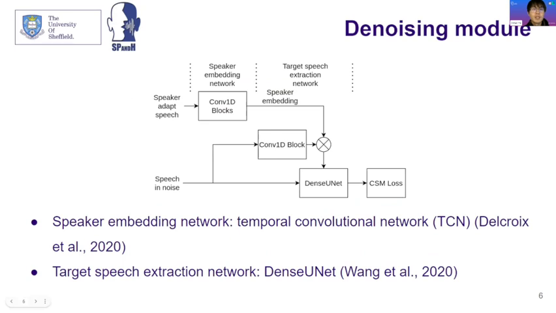Here is the simple structure of the noise suppression neural network. In order to extract the target speech, a speaker embedding network consisting of a bunch of conformer blocks is used to extract the target speaker embedding from the speaker adaptation speech. The speaker embedding is then multiplied with the conformer block processed noisy speech and fed into the following target speech extraction dense unit.